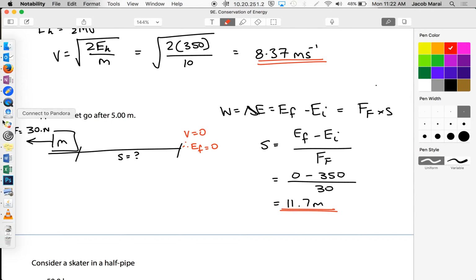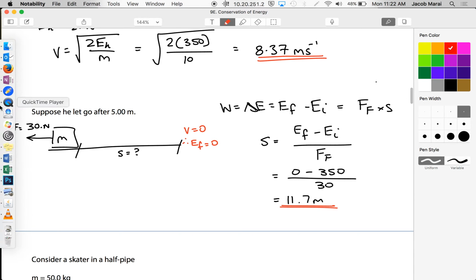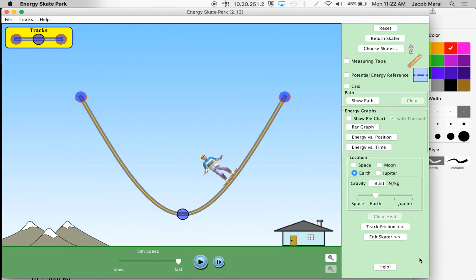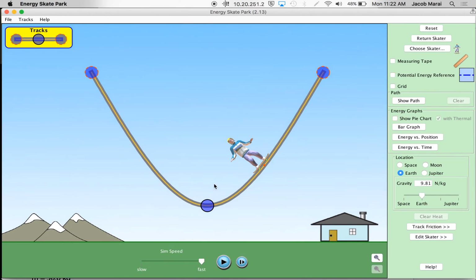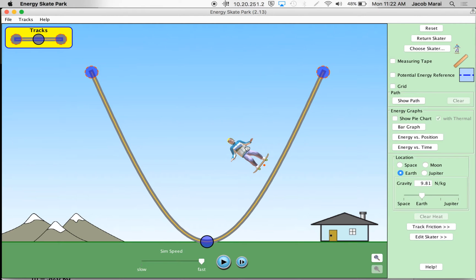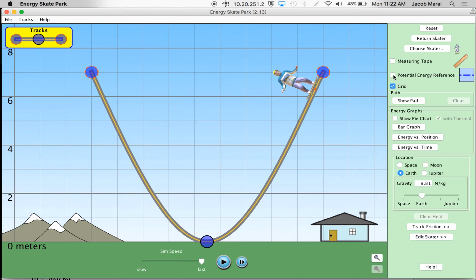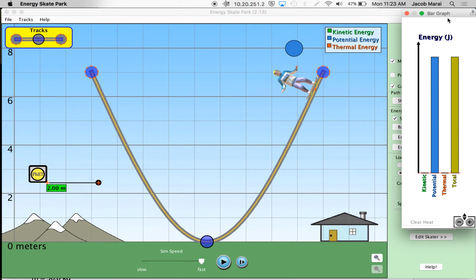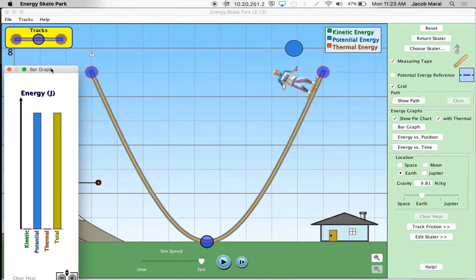Alrighty. Let us consider a skater in a half pipe. But oh, what's this? A skater on a half pipe. Now, I've paused it for now. Grid lines, measuring tape out. We don't need the measuring tape. Put them over there. Potential energy reference. Pie chart. Everyone likes pie charts. But what I also like is bar graphs. They excite me.